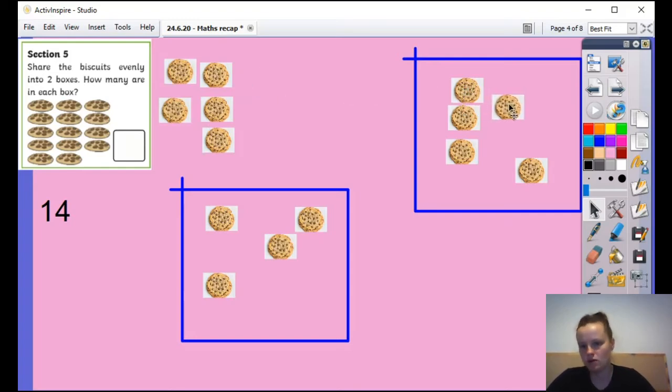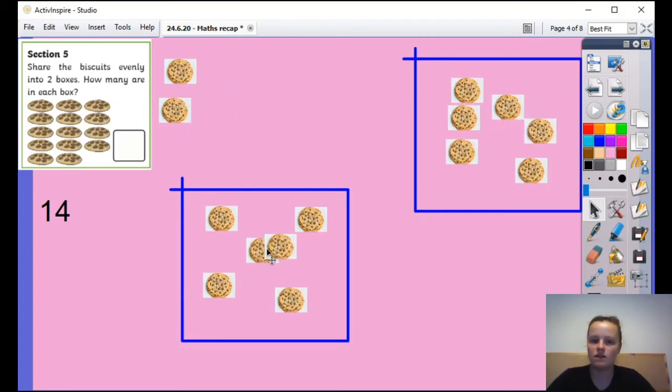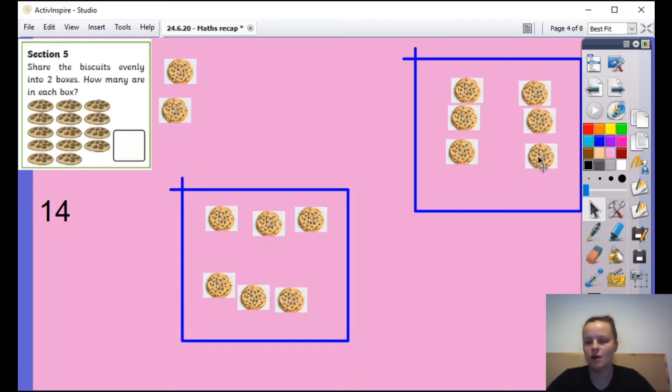So put 1 in this box, and then 1 in this box, 1 in this box, and then 1 in this box. Let's check again. So 1, 2, 3, 4, 5, 6. 1, 2, 3, 4, 5, 6. Lovely. So they're all equal at the moment. Okay, so we've got 2 cookies left. So add 1 into this box and then add 1 into this box.